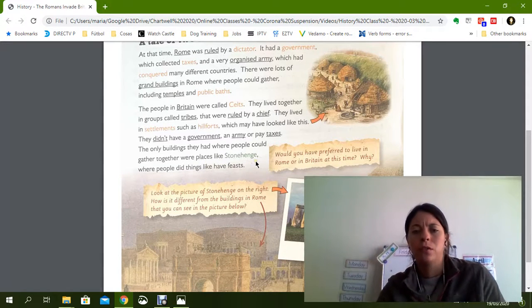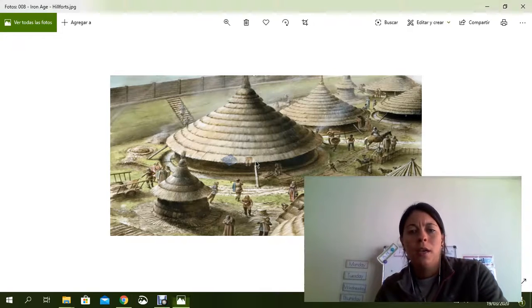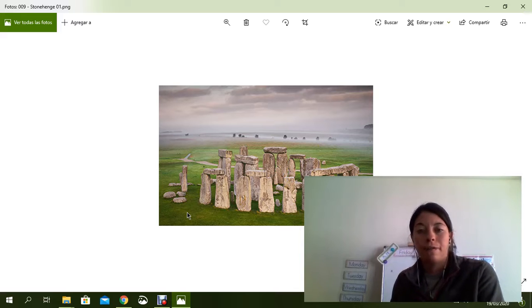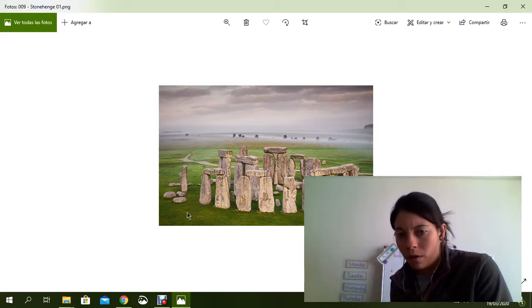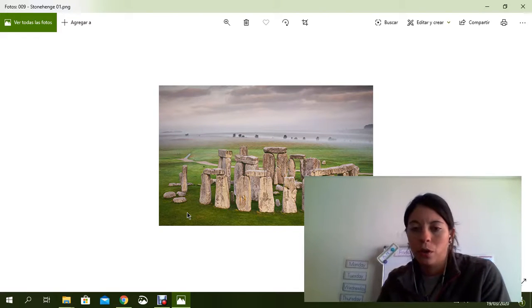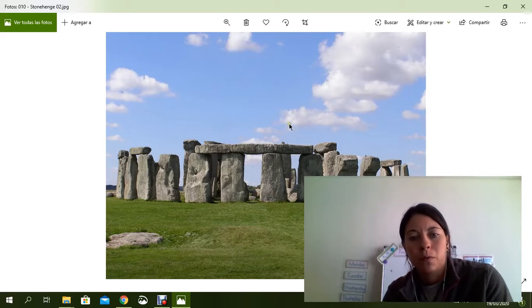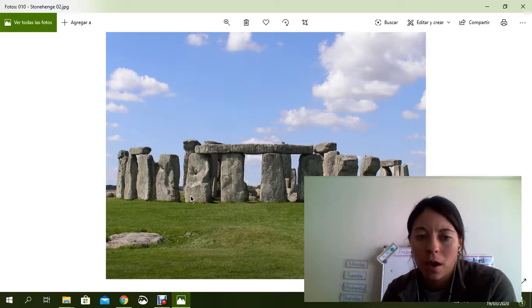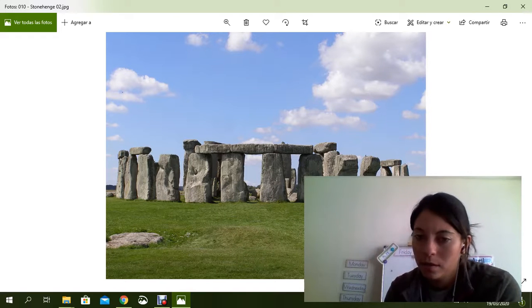Have you heard of Stonehenge? Now, Stonehenge looks something like this. It is a structure made basically of stones. If you look at it from afar, this is one of the global pictures. I'll show you another one. This is broad daylight. This exists in modern times. Okay, it's a very touristic place.